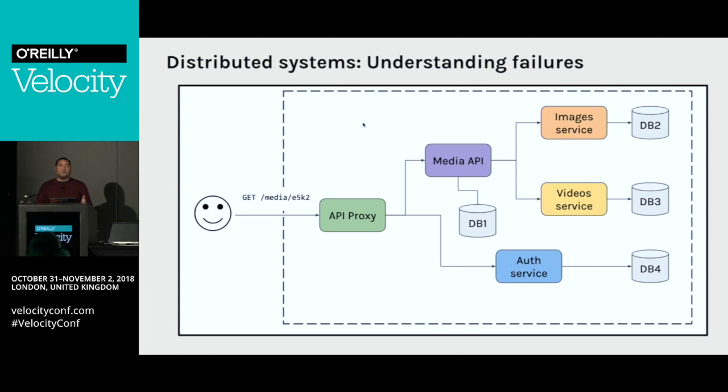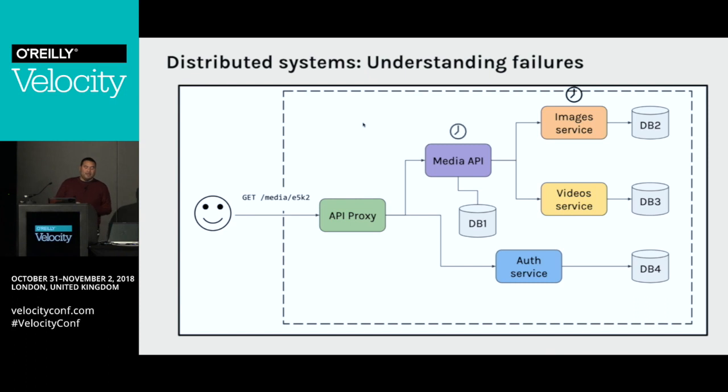We have an API proxy in front, and that API proxy will request the media API, but first it will request the auth service to determine whether this individual can access this information. Does it have the right token? And once that is done, the media API will request information from the image service, and from the video service, and then compose it up and send it back to the user, right?